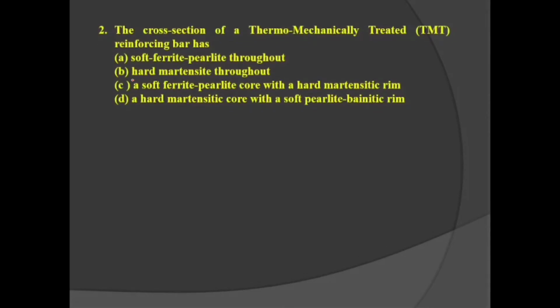Our question number 2, the cross section of a thermomechanically treated reinforcing bar. Basically, it's a question of RCC design, in which the inside portion is a soft pearlite core, and outside there is a hard martensitic rim, which has an outer core as well as an inner core. So this is called the hard martensitic rim, and this is the soft pearlite core. So option C is the correct option for this question.